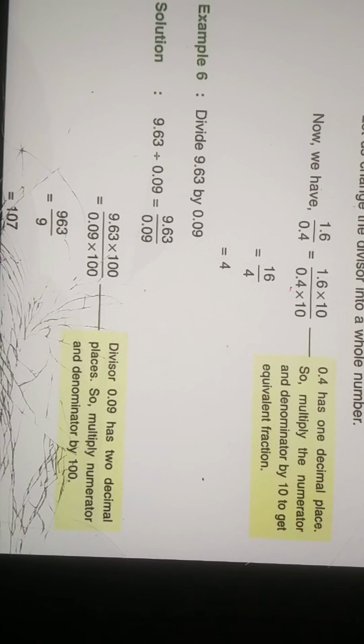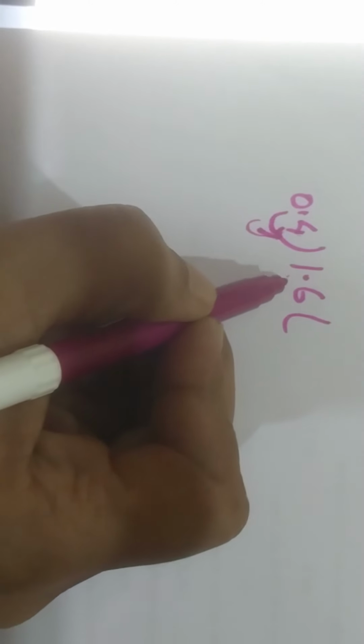But this can be understood by one more way, that is the second rule. The second rule is sliding the decimal to the right of the number. Like if we have the numbers 1.6 and 0.4, so what we do? We slide the decimal to the right place.